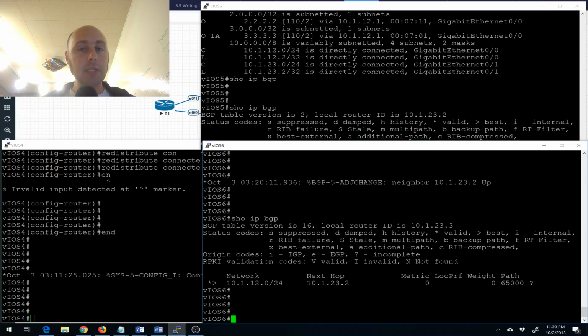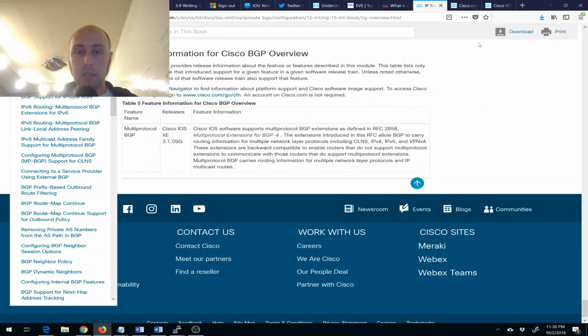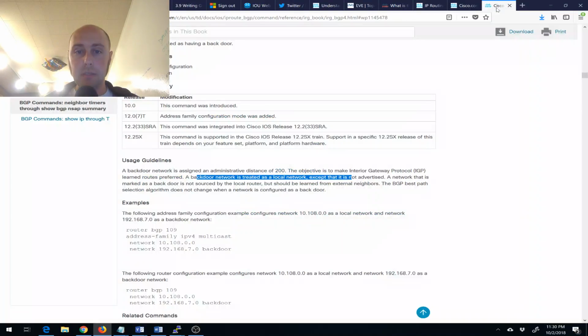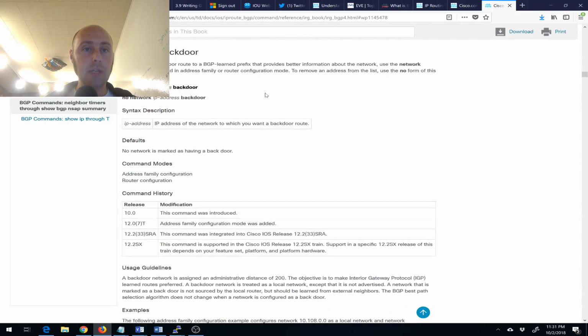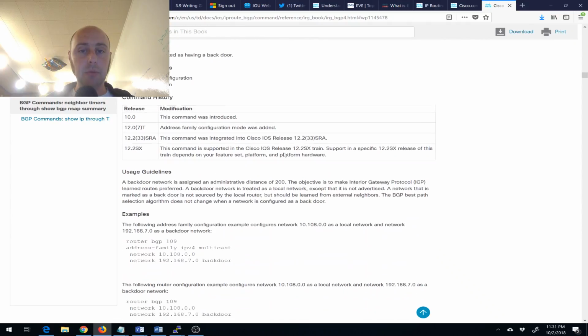So we're not really seeing backdoor in action. What we're seeing is sort of a byproduct of what backdoor is actually doing. And it wasn't until I found this statement, which I thought I had prepared, here on one of Cisco's documentation websites, usage guidelines. This is for the network backdoor. To specify a backdoor route to a BGP learn prefix that provides better information about the network, use the network backdoor command in address family or router configuration mode. To remove the address, use the no form. Here's the syntax. Again, it's just simply adding backdoor to the end of your network statement.